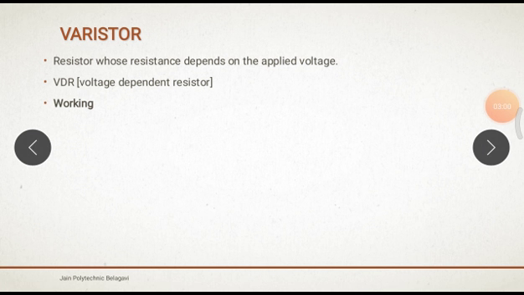Next one is about the varistor. A varistor is a voltage dependent resistor. As the name itself suggests, it is a variable resistor: the resistance value changes if you change the voltage. Where do we use it? In the normal power line voltage, due to lightning and some faults, transients will occur. Transients are nothing but voltage dips and voltage spikes.